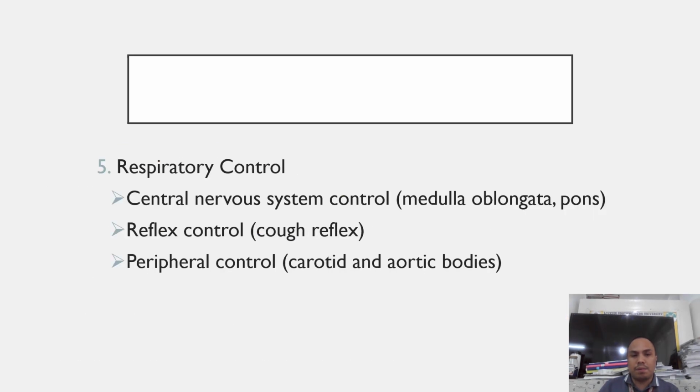And then we have the respiratory control. In the respiratory control, we have the CNS, which is the central nervous system control, the reflex control, and then the peripheral control. So in the central nervous control, that is the medulla oblongata and the pons. In the reflex control naman, yung ating cough reflex. And then the peripheral control, that is the carotid and the aortic bodies.